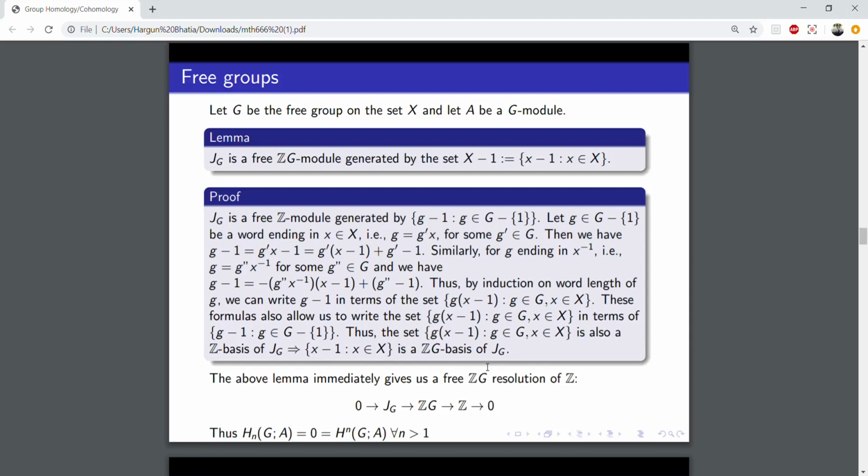Now with that, things are easy, because since JG is now free, this short exact sequence itself becomes a projective resolution, because this is now a free module. So this automatically tells you that the higher homology and cohomology, which means for n bigger than 1, are all 0. The 0 and 1 you can compute depending on what A is. It's not hard. Okay.